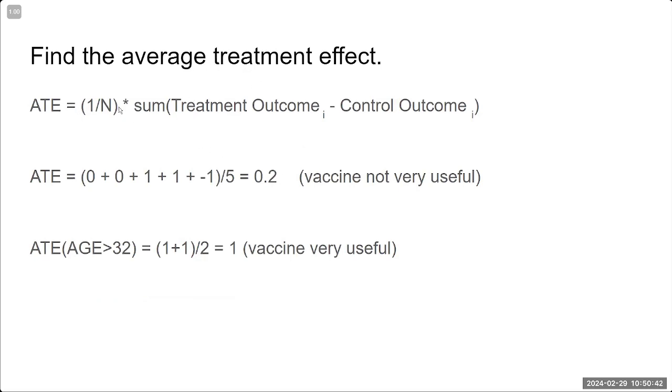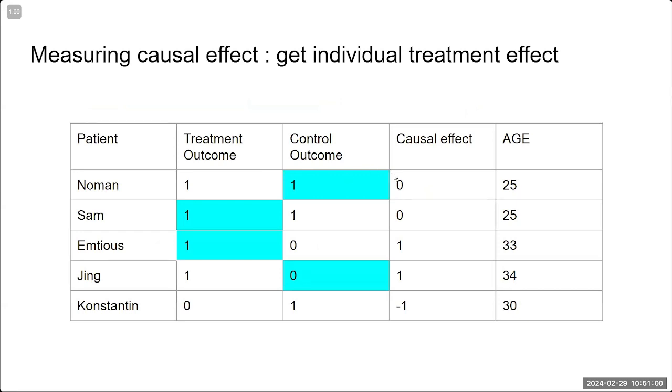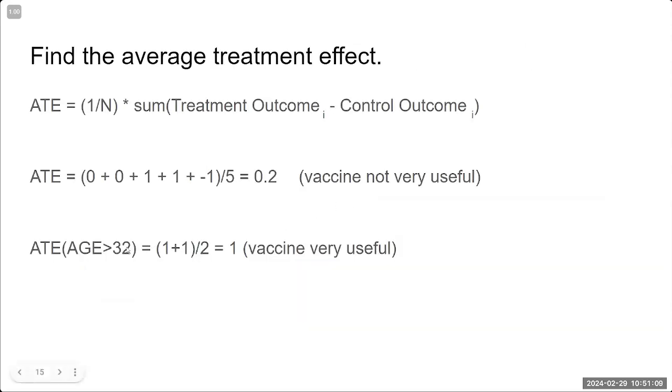So average treatment effect is the sum of the treatment outcome minus control outcome divided by all the observations. We can see that the average treatment effect for this vaccine is 0.2. So that is not too much. So we can say that the vaccine is not very useful for this population.